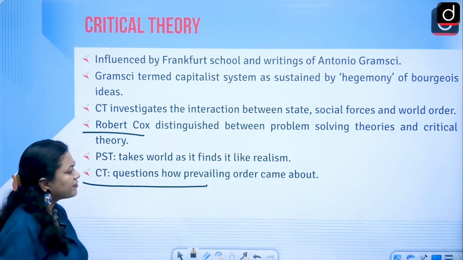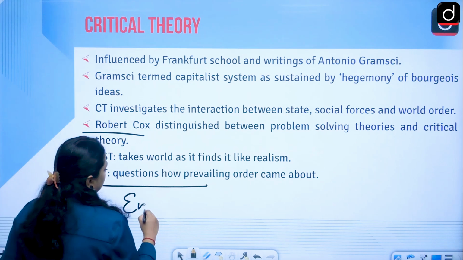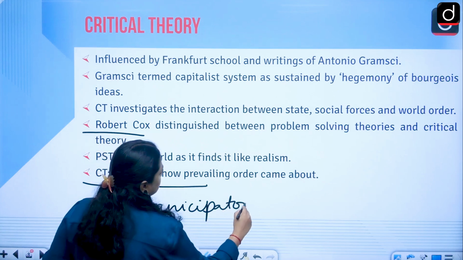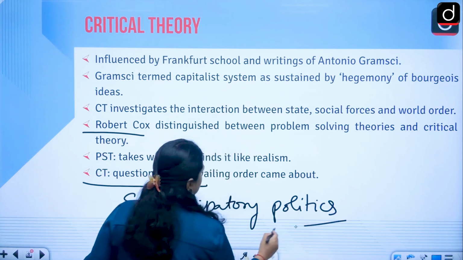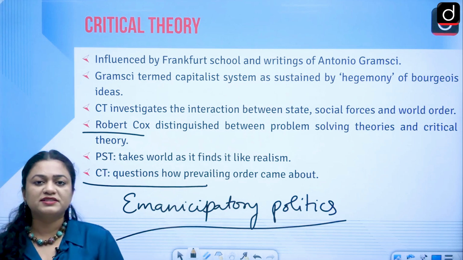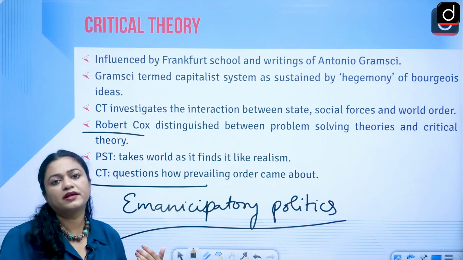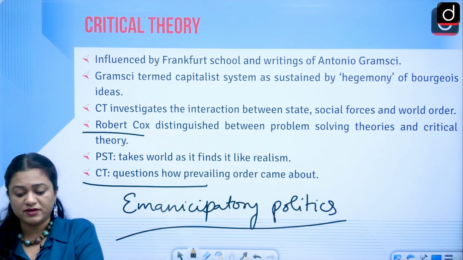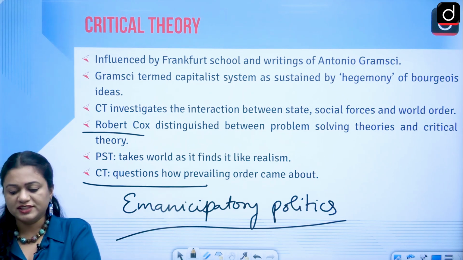Now with reference to critical theory, they question how the prevailing order came about. They are more associated with emancipatory politics. Okay, so they are more associated with emancipatory politics. They stand apart from the prevailing order and ask how that order came about, as well as the institutions and the social relationships, and ask if there is any possibility to transform it.